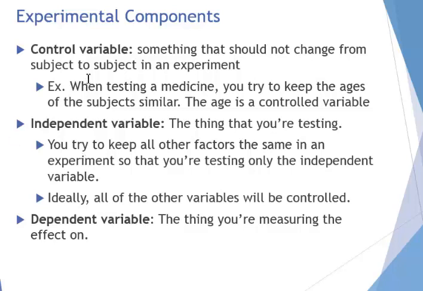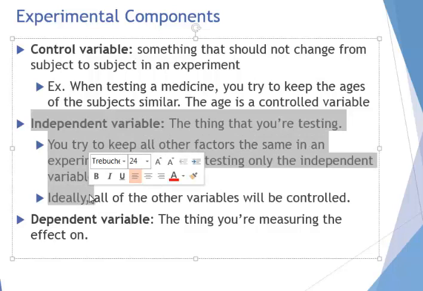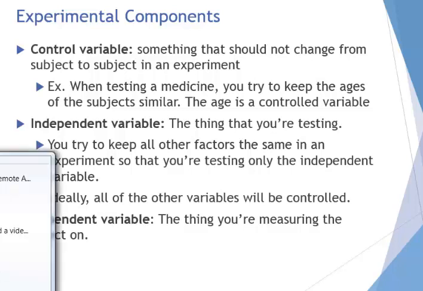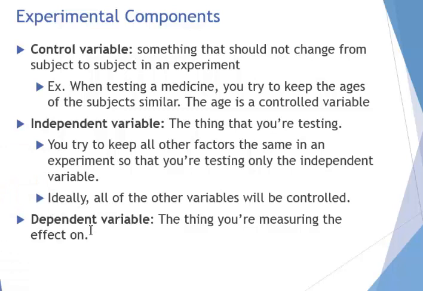And an experiment has a control variable and an independent variable and a dependent variable. The independent variable is the thing that you're testing. For example, in my example, the independent variable would be the thickness of the coat that you're wearing. The dependent variable, on the other hand, is the effect that you're testing. In my example, the dependent variable is how warm you are.